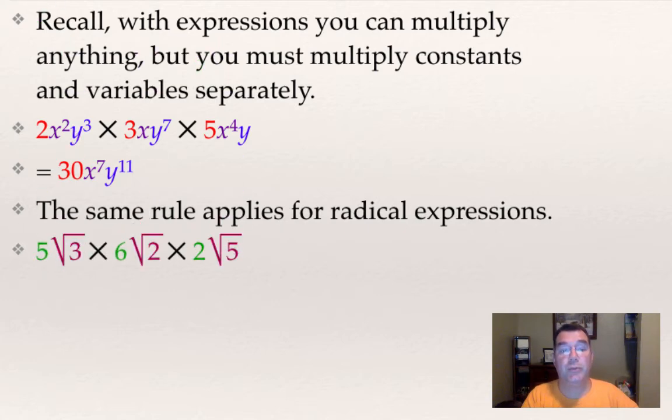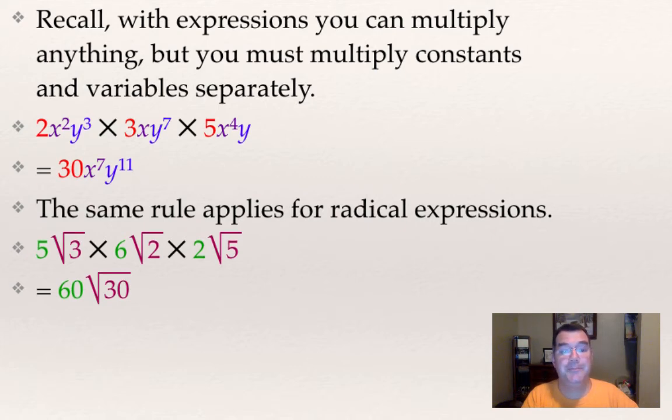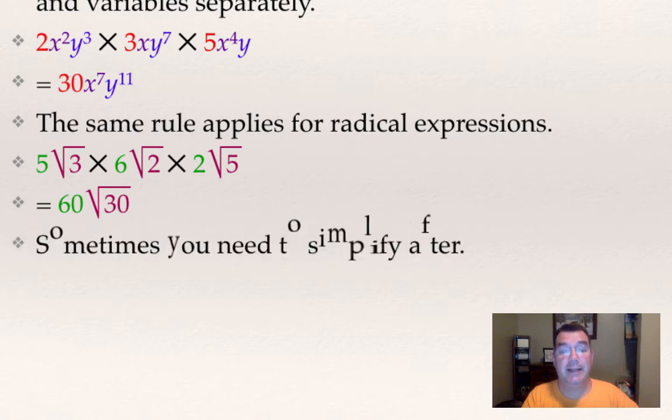So if I have 5 root 3 times 6 root 2 times 2 root 5, I'm going to multiply all the numbers outside the radical sign first. So I get 5 times 6 times 2, which is 60, and then root 3 times root 2 times root 5 is root 30. And that's my answer. The radical can't be simplified, so that is my final answer.